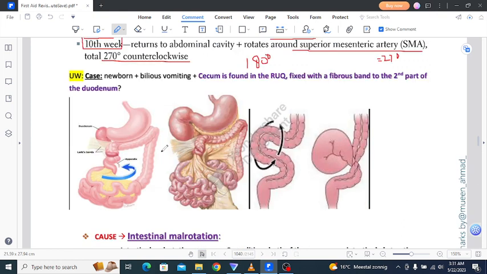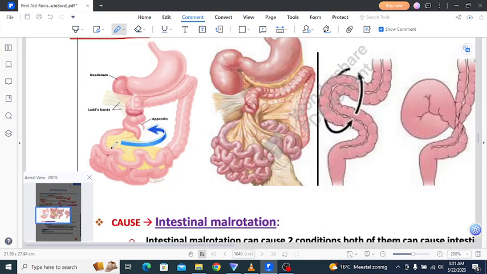Then we have it over here. These are some problems. So a UWorld point is a case of a newborn with bilious emesis. The cecum is found in the right upper quadrant and fixed with a fibrous band to the second part of the duodenum. So the cecum is in the right upper quadrant, and that is fixed to the second part of the duodenum, as you can see in this picture over here.